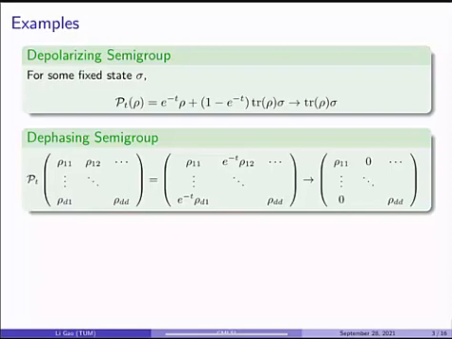Another common quantum Markov semigroup is the dephasing semigroup. If we consider a density operator written in a specific basis, the dephasing semigroup will send all the off-diagonal entries to e to the minus t times themselves, with an exponentially decaying factor, and it will keep all the diagonal entries as they are. So in the limit t goes to infinity, this will send every matrix to its diagonal part, which models the decoherence process.